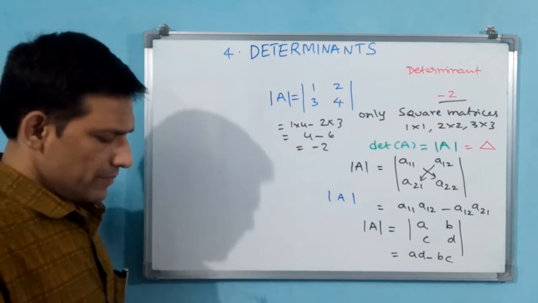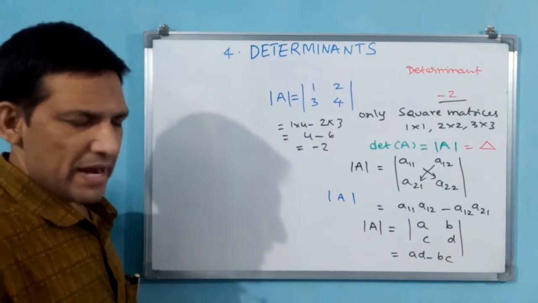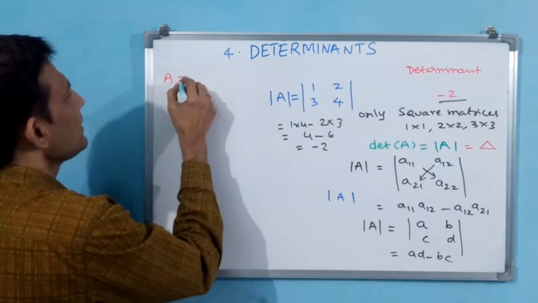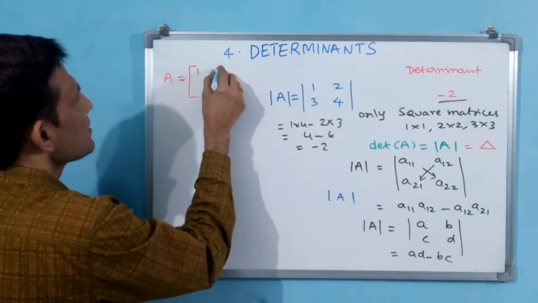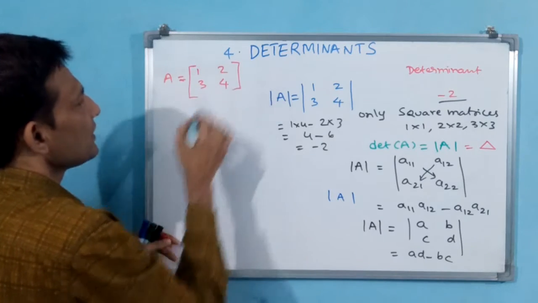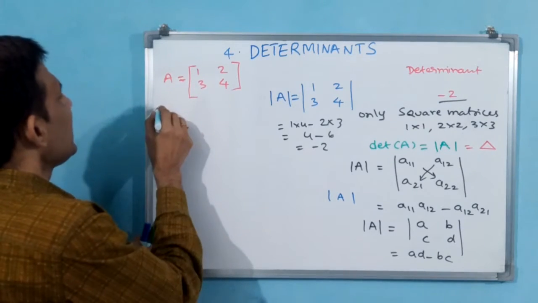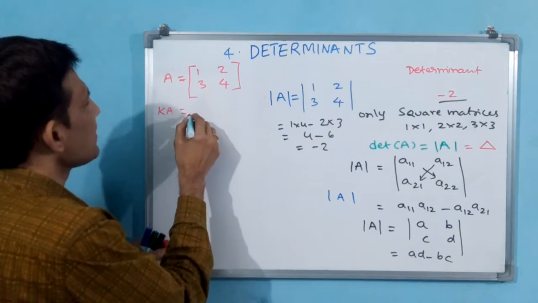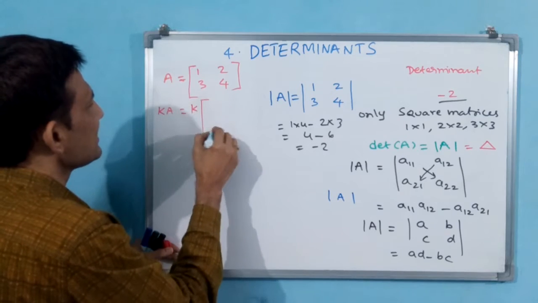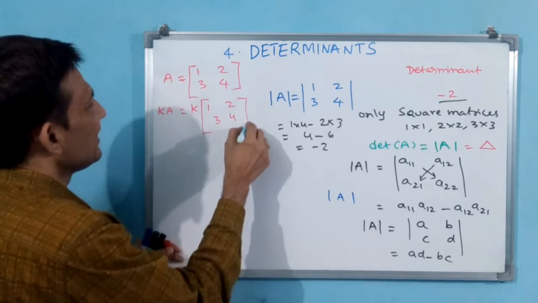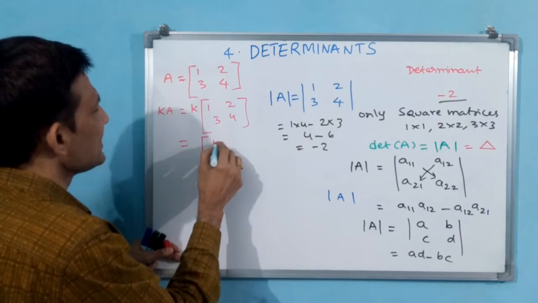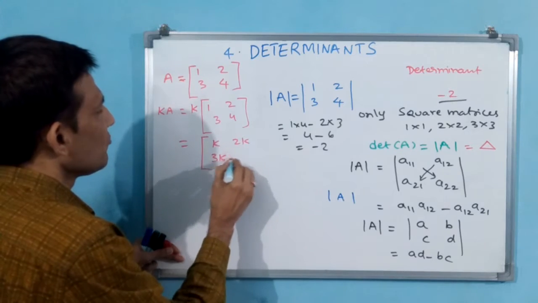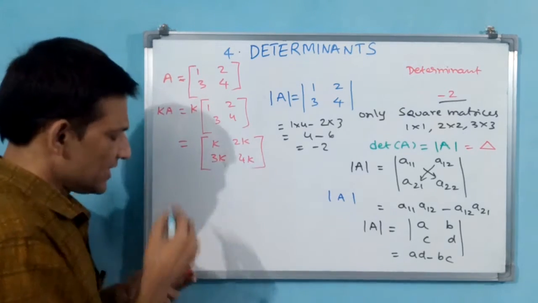See, in matrices, say matrix A, the same matrix only I am taking. Let us discuss with the same matrix, 1, 2, 3, 4, and I want to multiply it with K. Then what will be the answer normally? First you write like this, K times 1, 2, 3, 4. Next you are going to do like this: K, 2K, 3K, 4K. Is it correct?